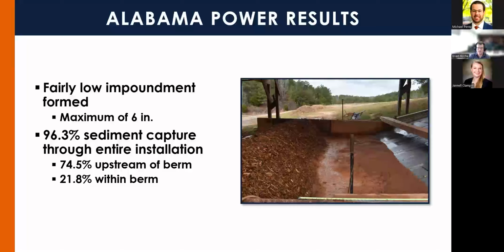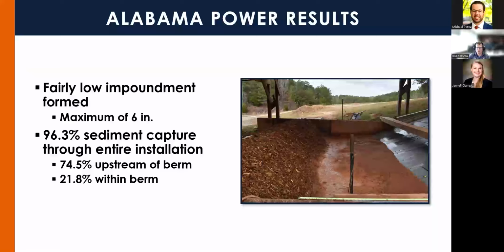We did see fairly low impoundment with a maximum of 6 inches, but we did see a lot of sediment capture. So about 75% of sediment was captured upstream of the berm, a little bit less than we saw at other sediment barriers, due to that lower impoundment formed. But we saw that, like I said, only 3.7% was reaching our catch basin. So that was about 22% of sediment getting captured within the berm, leading to a very high sediment capture of the system overall.